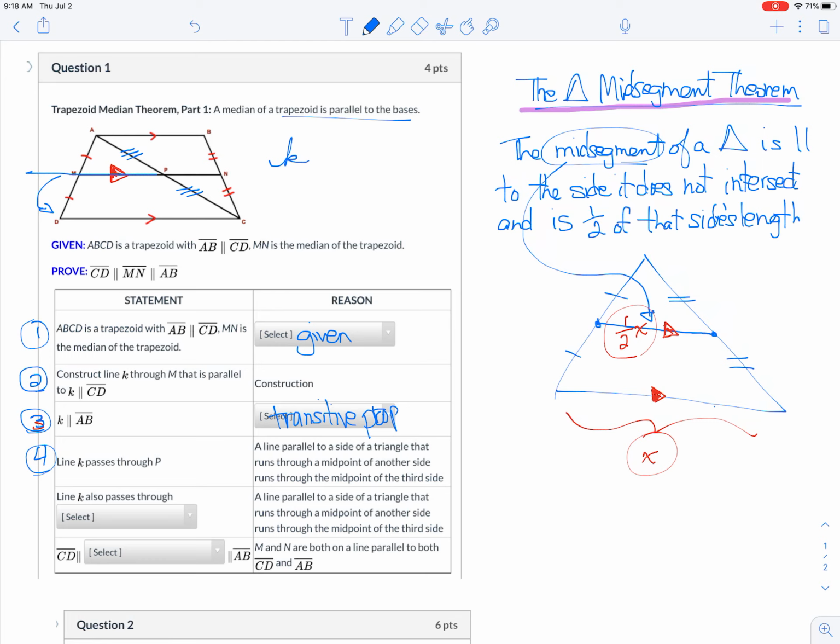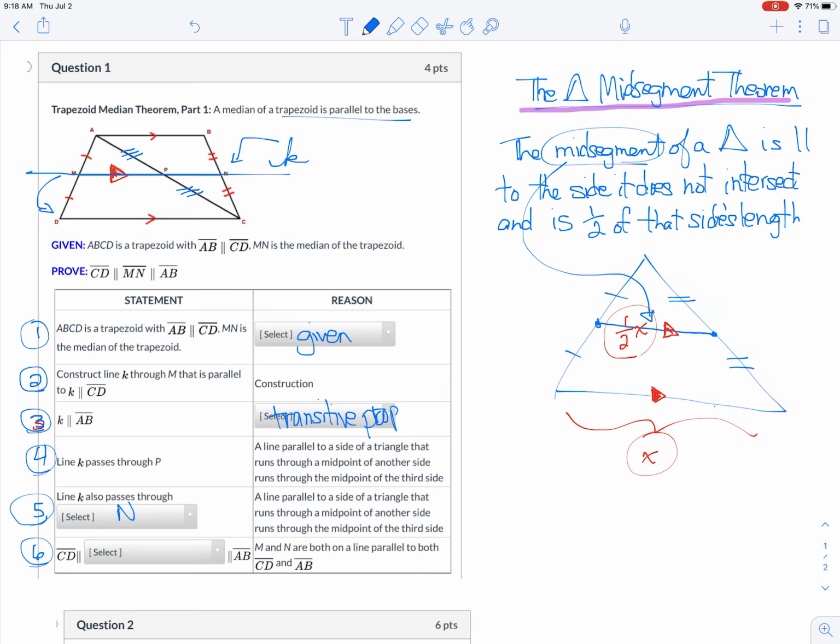K also passes through N in line 5. And that's because a line parallel to a side of a triangle, now we're looking at this triangle here, we were looking at this one, and runs through the midpoint of another side runs through the midpoint of the third side. So what's happened here is we've made a trapezoid into two triangles and used the mid-segment theorem for the upside down one and the right side up one.